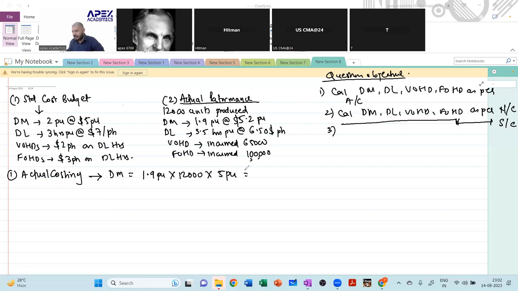So if I calculate this, this will come to $118,560. Direct labor, I require 3.5 hours per unit for 12,000 units at the rate of $6.5 per hour. So this will be $2,73,000.